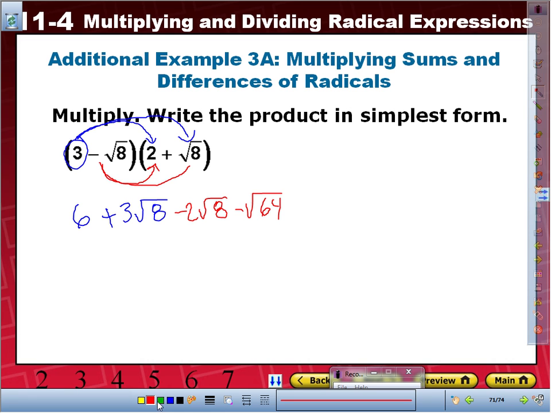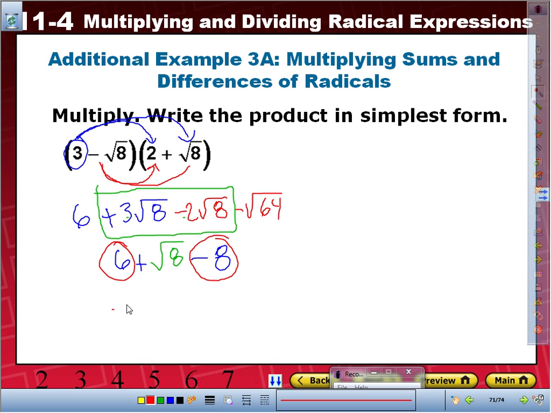Can we combine like terms? Let me see. Yes, right here. Don't these have the same root? Right? So what is 3 minus 2? 1 square root of 8. I bring down the plus, the 6. And what is square root of 64? Negative 8. So therefore, can I still combine? Yeah, 6 minus 8, that's what? Negative 2 plus square root of 8.